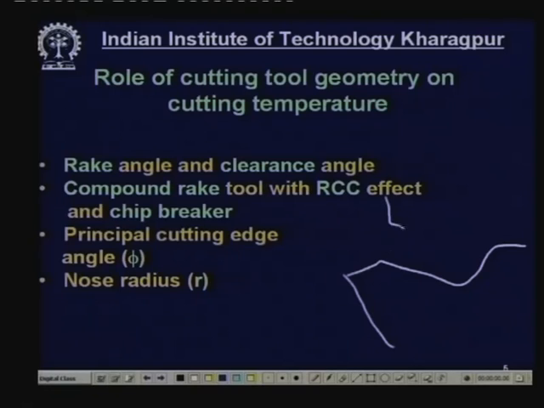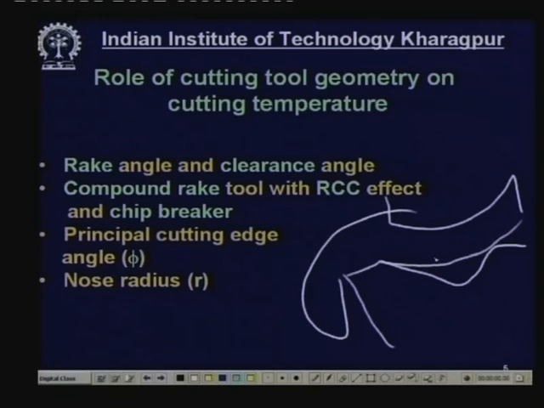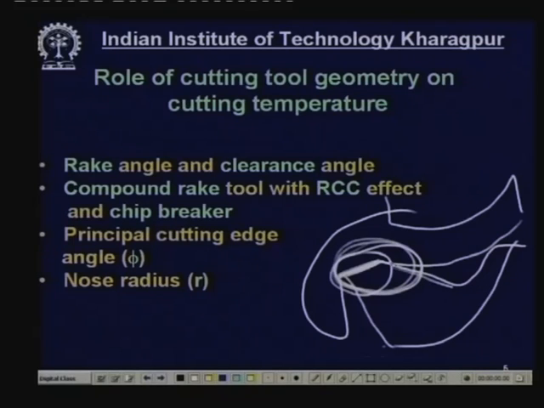So, when the chip flows, it will flow like this, and there is a positive rake and a negative rake. This is called the restricted cutting effect. What is the benefit? The contact length becomes less. So, the frictional loss which is converted into heat will be reduced, and secondly the chip breaker will also control the total friction by controlling the chip-tool contact length. So, by imparting this kind of tool geometry, the temperature can be controlled.